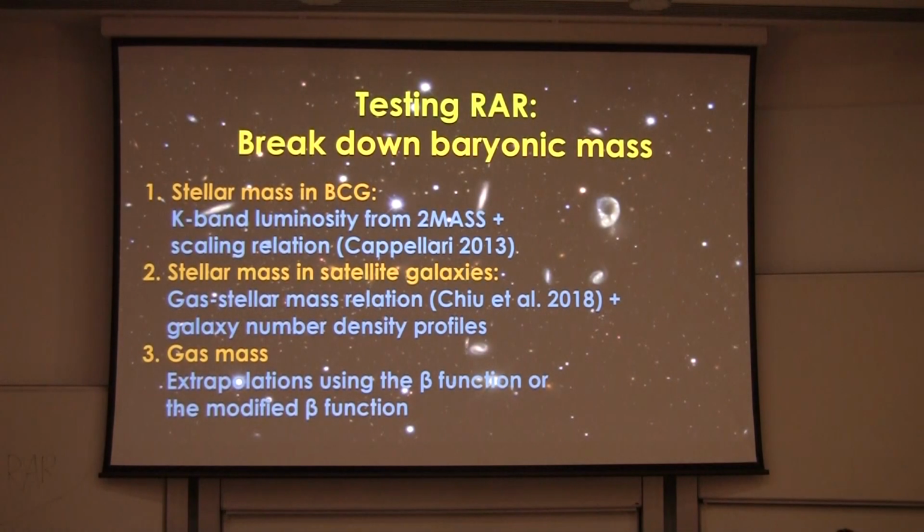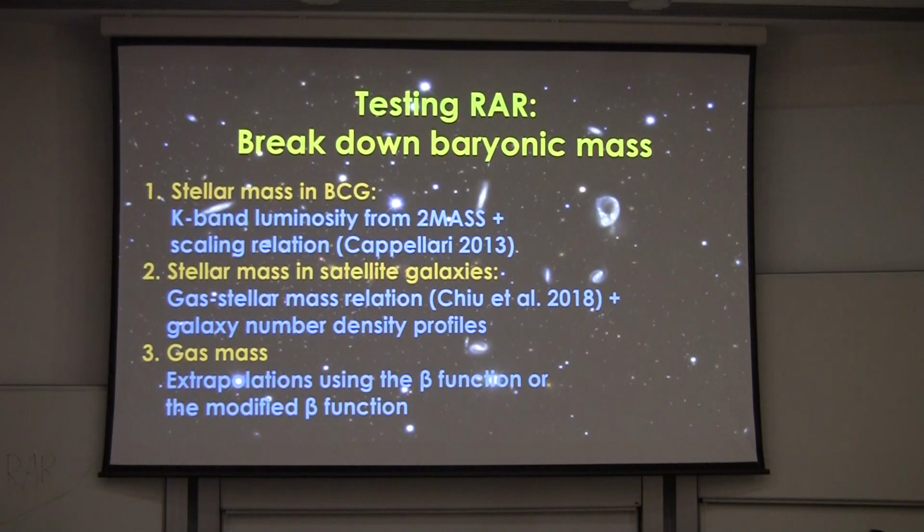Okay, so we want to test the radial acceleration relation. This is the MOND conference, so this is my main point. We want to calculate the stellar mass in the BCG using the K-band luminosity from 2MASS, and we use the scaling relations between K-band luminosity and stellar mass. Because our samples do not have mass measurements at small radii, we treated them as a point mass. We only have data points at larger radii, so that does not affect our results.